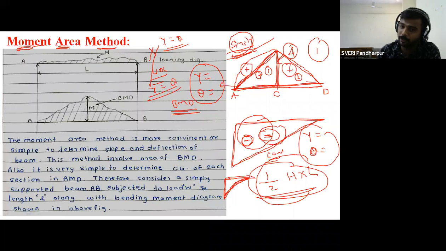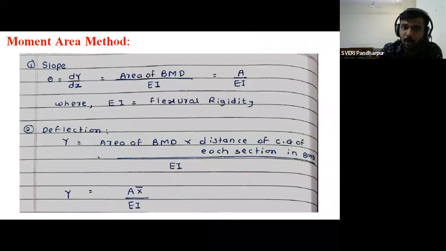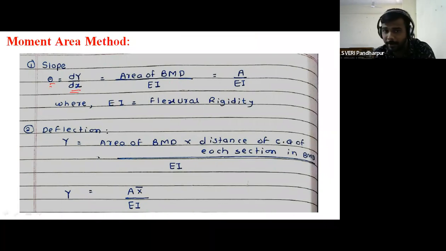So first of all we'll take all the list of this particular formulas and then we will go for the derivation. So which are the common sections and what is the formulas to derive the derivations? What is the first formula? Slope. Slope is equal to theta. त्यालाच आपण कशाने इंडिकेट करतोय? dy by dx. What is the formula? Area of BMD divided by E upon I.